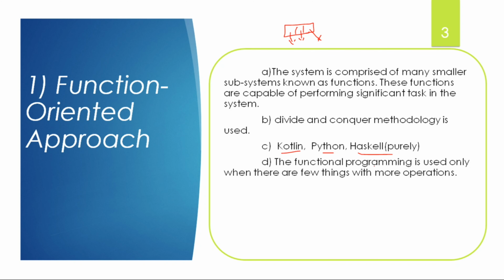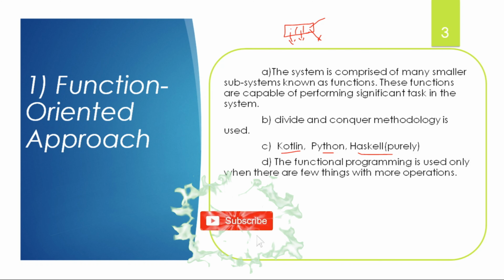Next, the function oriented programming is used only when there are few things with more operations. So if you have only a few things, here we have only three things, but these three things can perform a number of operations. So the main use of the function oriented approach is to perform various operations in a few things, that means few functions only.